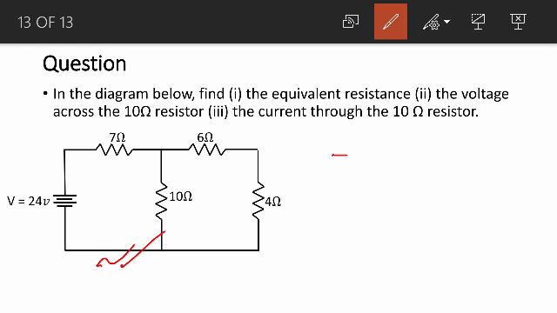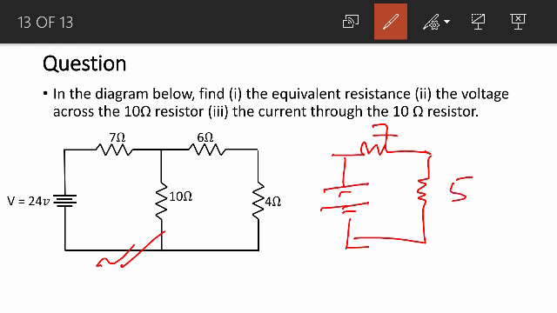Okay, so now the whole of this circuit is reduced to this. You have your 7 here, and here you have your 5, with your voltage source. So the total resistance now, Req, is going to be 7 plus 5, because it's series, which is equal to 12 ohms. So the equivalent resistance here is 12 ohms.